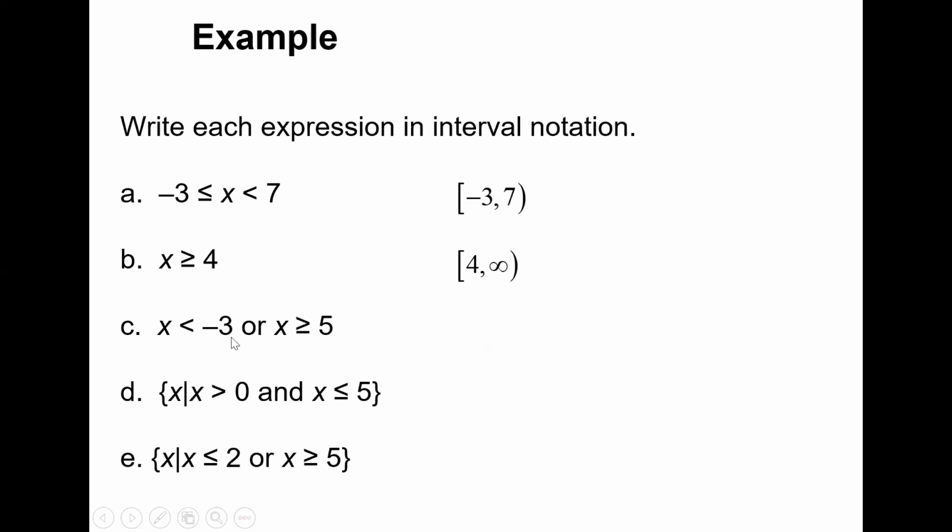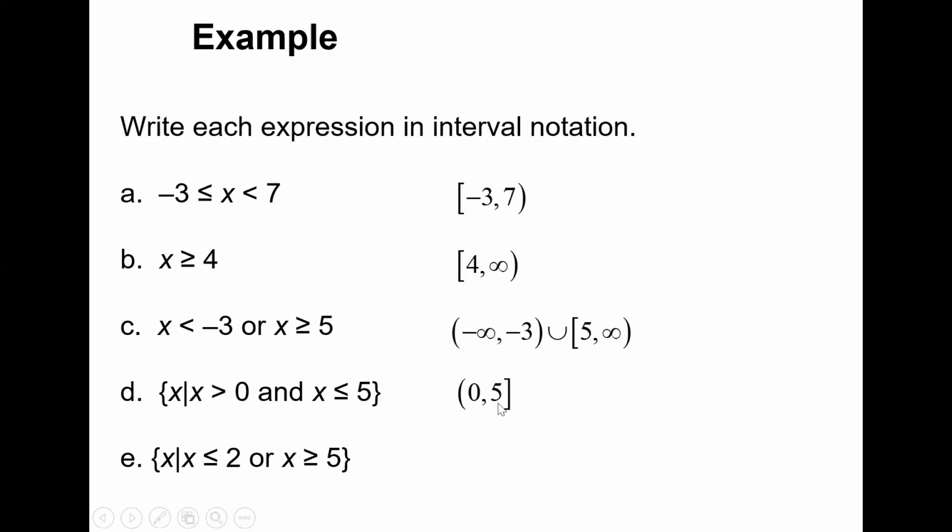Now here it's going to be less than -3 or greater than or equal to 5. So it's going to go from -infinity to -3 parenthesis, union, bracket 5 to positive infinity. So it's going to have two pieces. And again, you have to remember to put your brackets and parentheses wherever they are, and then that union for the or.